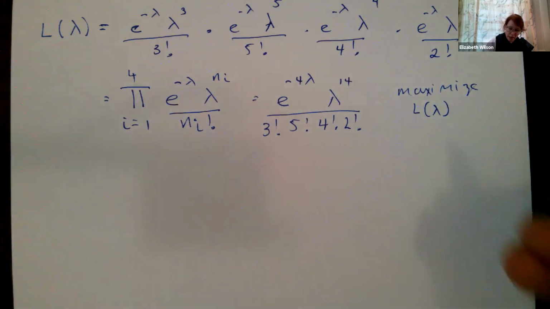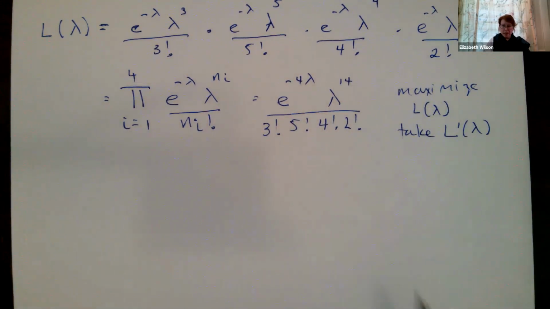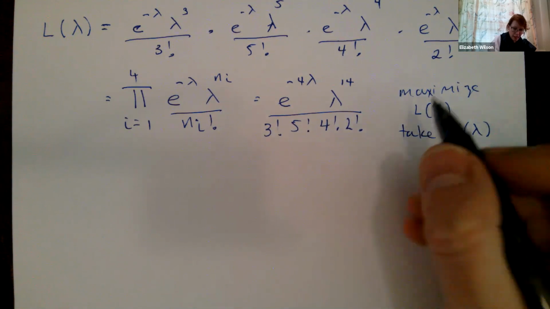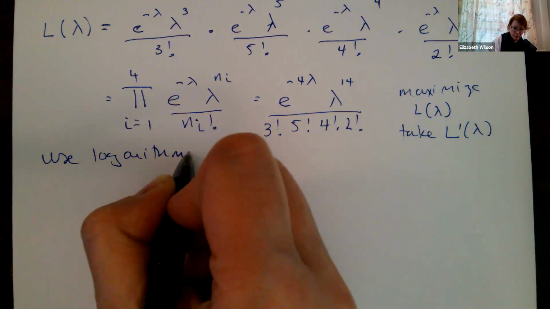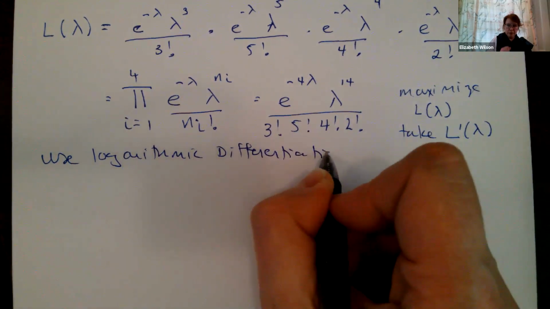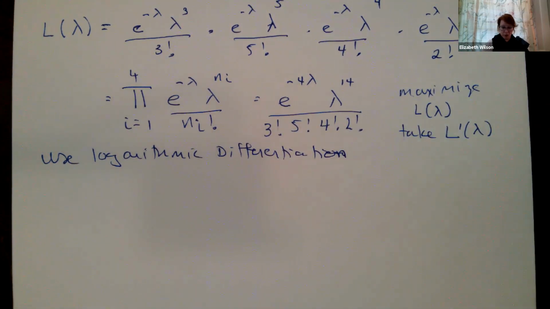So I have to take the derivative. But that's going to be a pain because there's a lot of stuff here. The factorials in the denominator are just a constant, but I've got the product rule. So I'm going to use logarithmic differentiation as a trick to help me. You don't have to, but you're going to find that it makes your math a lot easier if you do, especially as we get into the normal distribution.